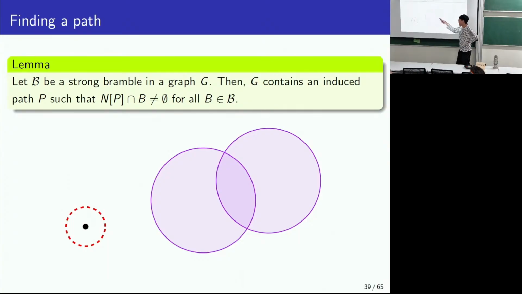So here, let's say here are our bramble elements, and we start from a path of length 0 here. We look at its neighborhood, maybe it does not meet all the bramble elements, and we will extend this path inductively.